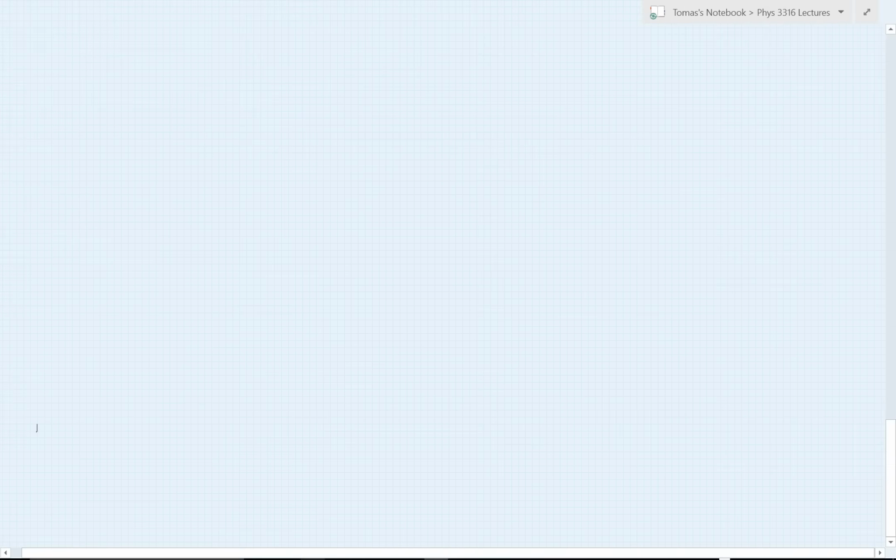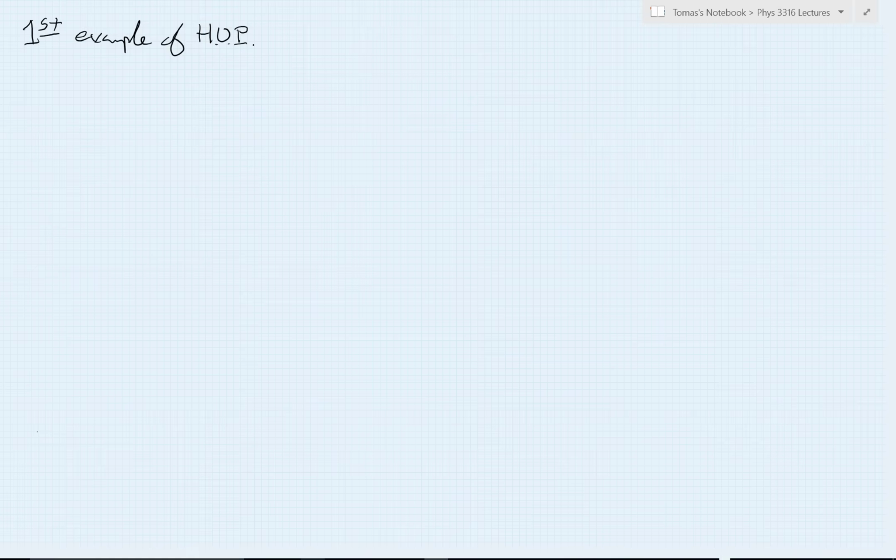So to see how the Heisenberg uncertainty principle works in action and what it really implies, I'd like now to work through a few examples. So this will be our first example, our first demonstration, of the Heisenberg uncertainty principle in action. And I believe this example actually is from Heisenberg's book. So it's a very classic demonstration of what kind of phenomena we're talking about.